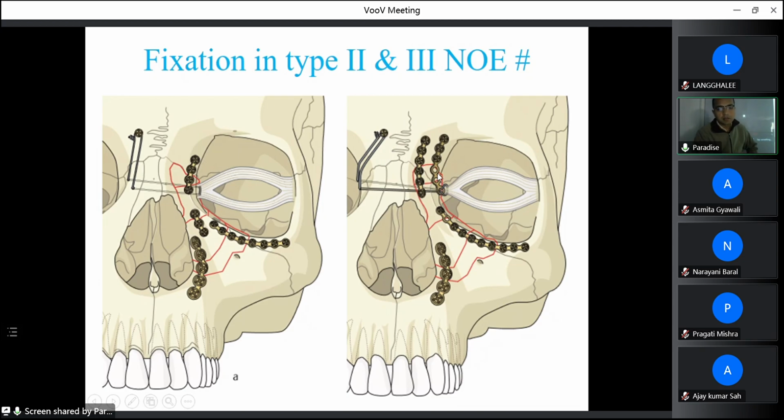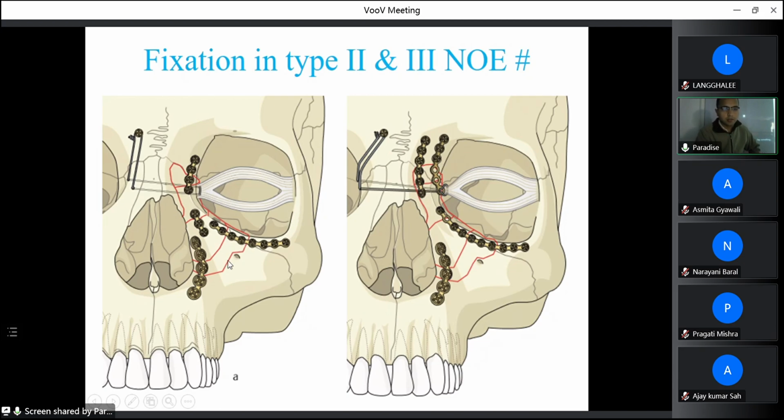The cantilever is easy. Just put one cantilever plate, and you can attach this medial canthal ligament with the help of non-resorbable suture, either 3-0 Prolene suture or nylon suture. And here you hold the medial canthal ligament and attach with this cantilever plate. It is easy.